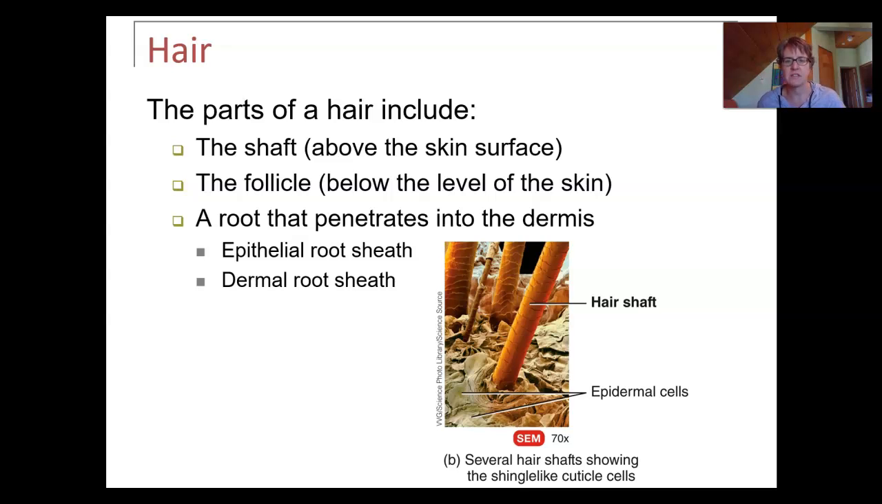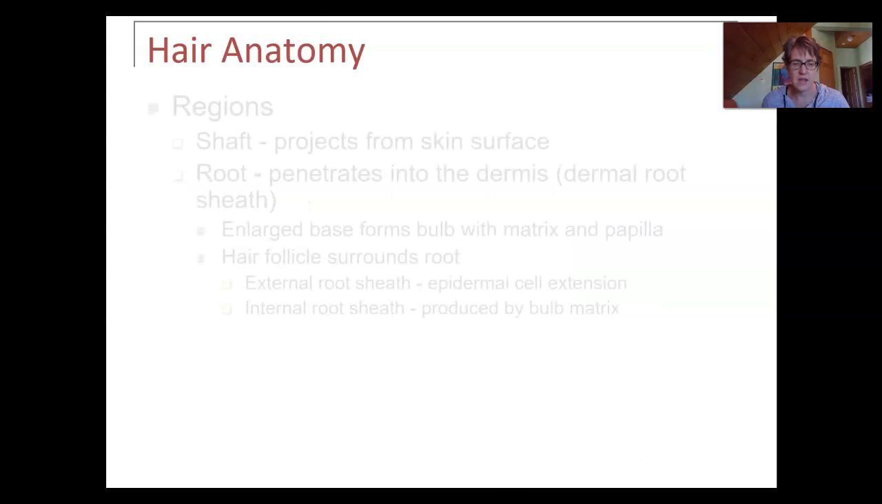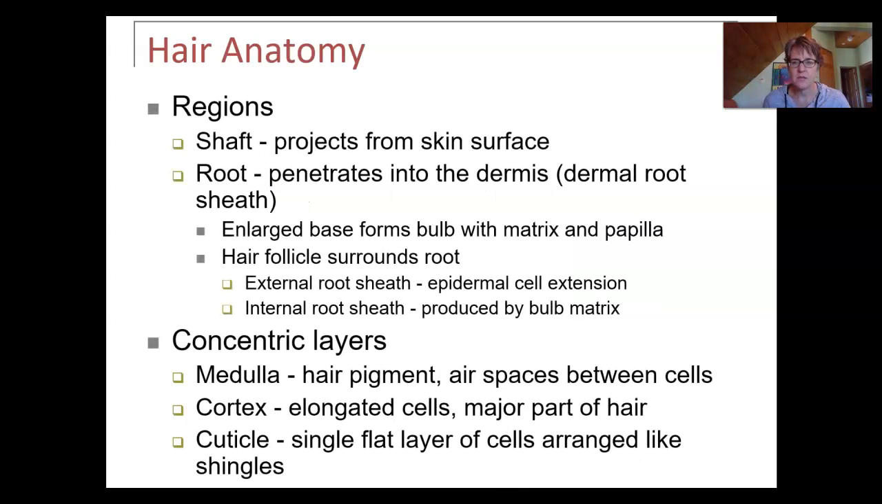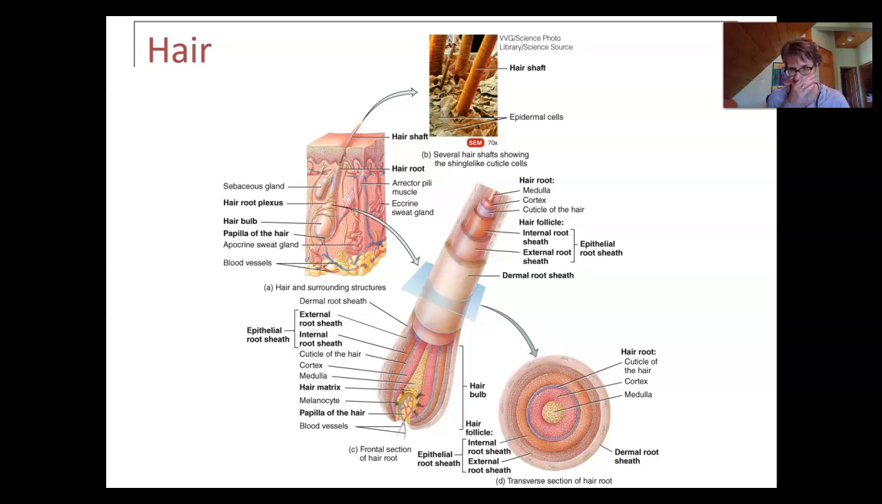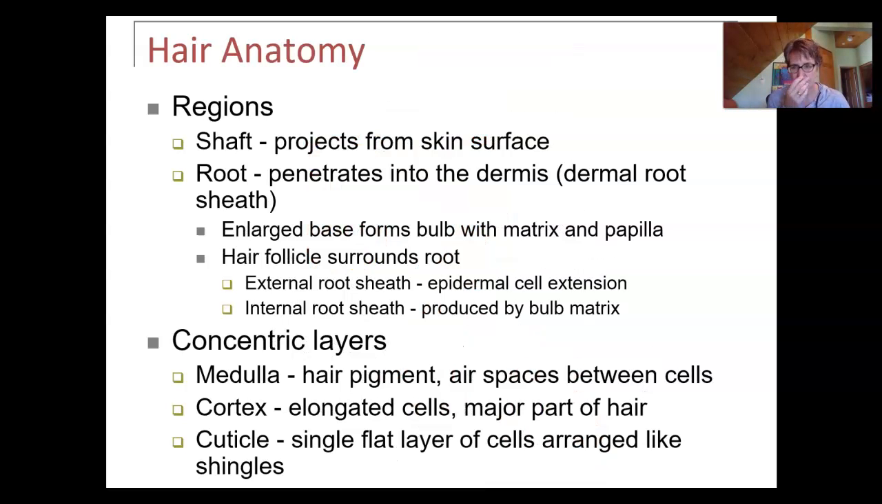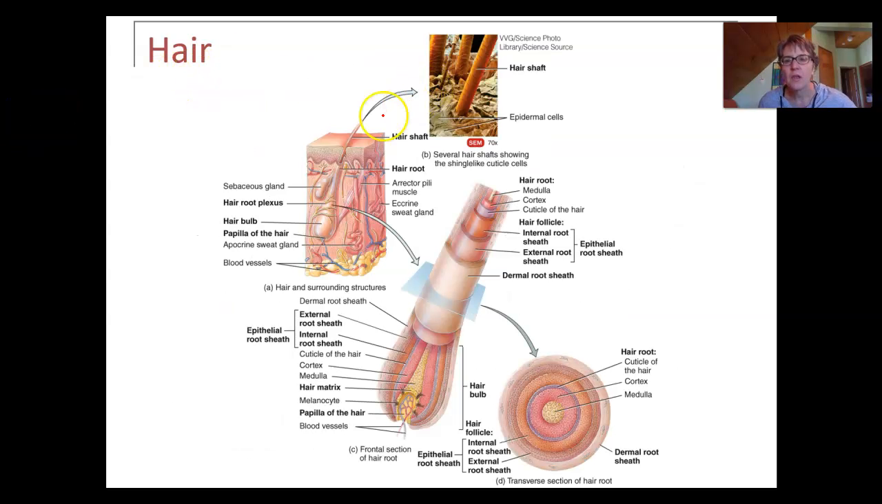All right, so let's check out this hair. The part of the hair that is above the skin is called the shaft. The part of the hair below the skin is called the root. And the hair follicle is kind of its housing, and that is below. It's in the dermis. Okay. So here I have the outer part of the hair is the hair shaft, and then as it's going down into the hair follicle, it is the hair root.